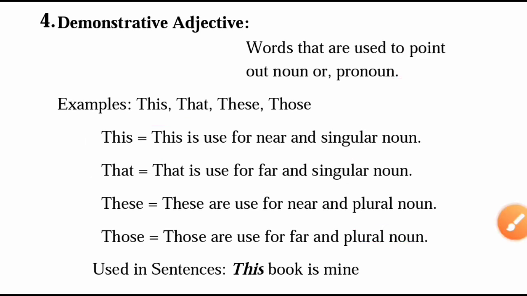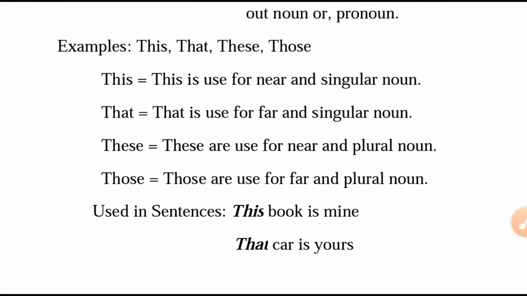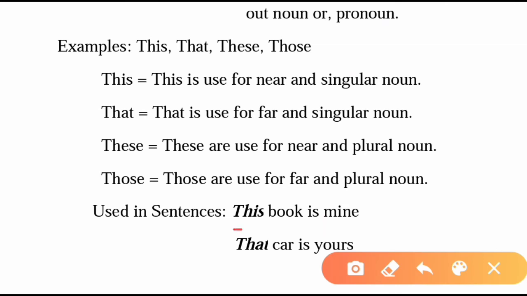So let's see the sentence. This book is mine. So here this is pointing out the noun, which is book. So this book is mine. This is pointing out the noun. Same here, that car is yours. So now that is pointing out the noun, which is car in this sentence. So this is how you can use demonstrative adjectives to point out a noun or pronoun.